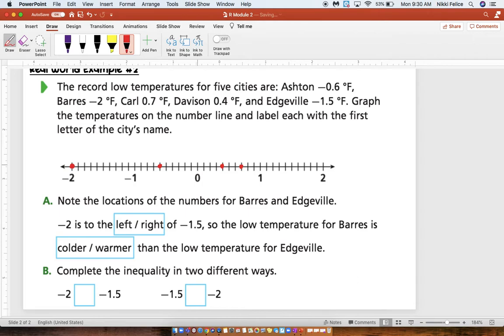And then Edgeville, negative 1.5. We can start at 0. We can go over to negative 1 and then over another 0.5. So negative 1.1, 1.2, 1.3, 1.4, negative 1.5 is right here.